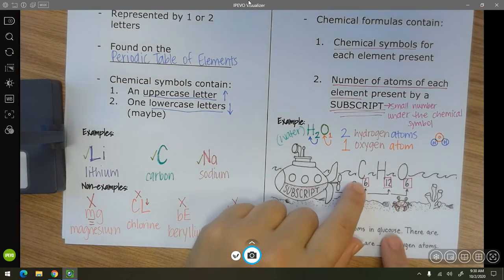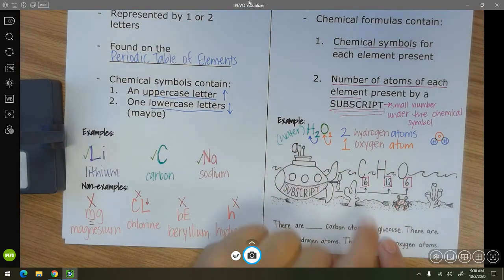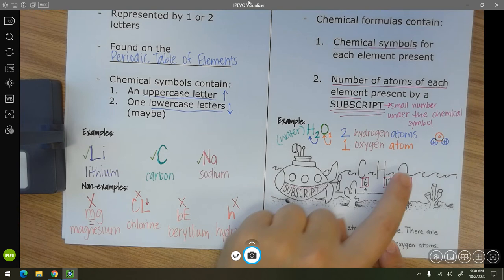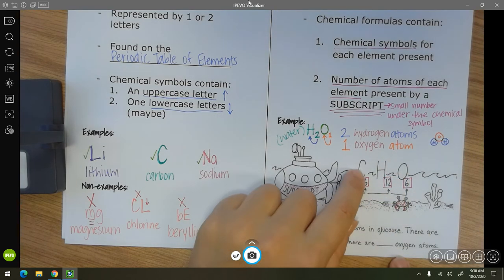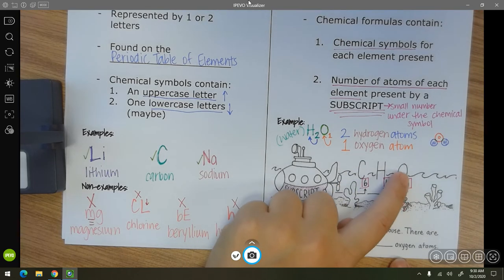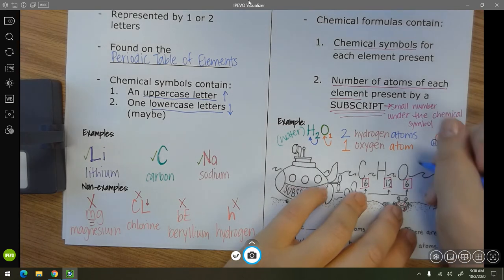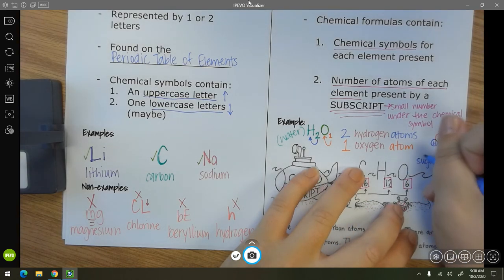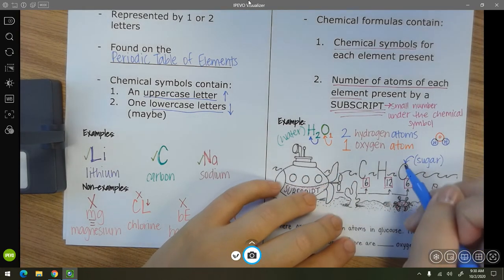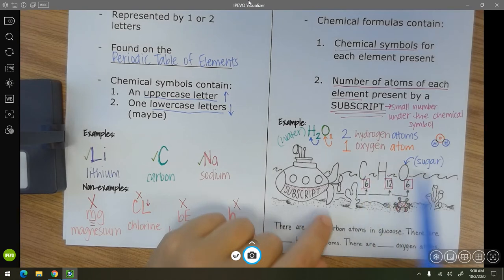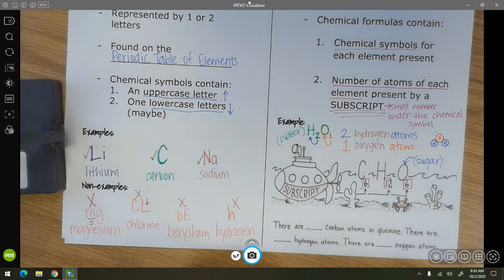So this chemical formula right here contains 3 different chemical symbols. It has C, it has H, and it has O. Hopefully you're starting to notice that we are talking about the same ones over and over again. So the C represents carbon, the H hydrogen, the O oxygen. And this symbol right here is actually the symbol for sugar. This is sugar. That whole thing. Okay? So it tells us it's C6H12O6. That's how you say it.